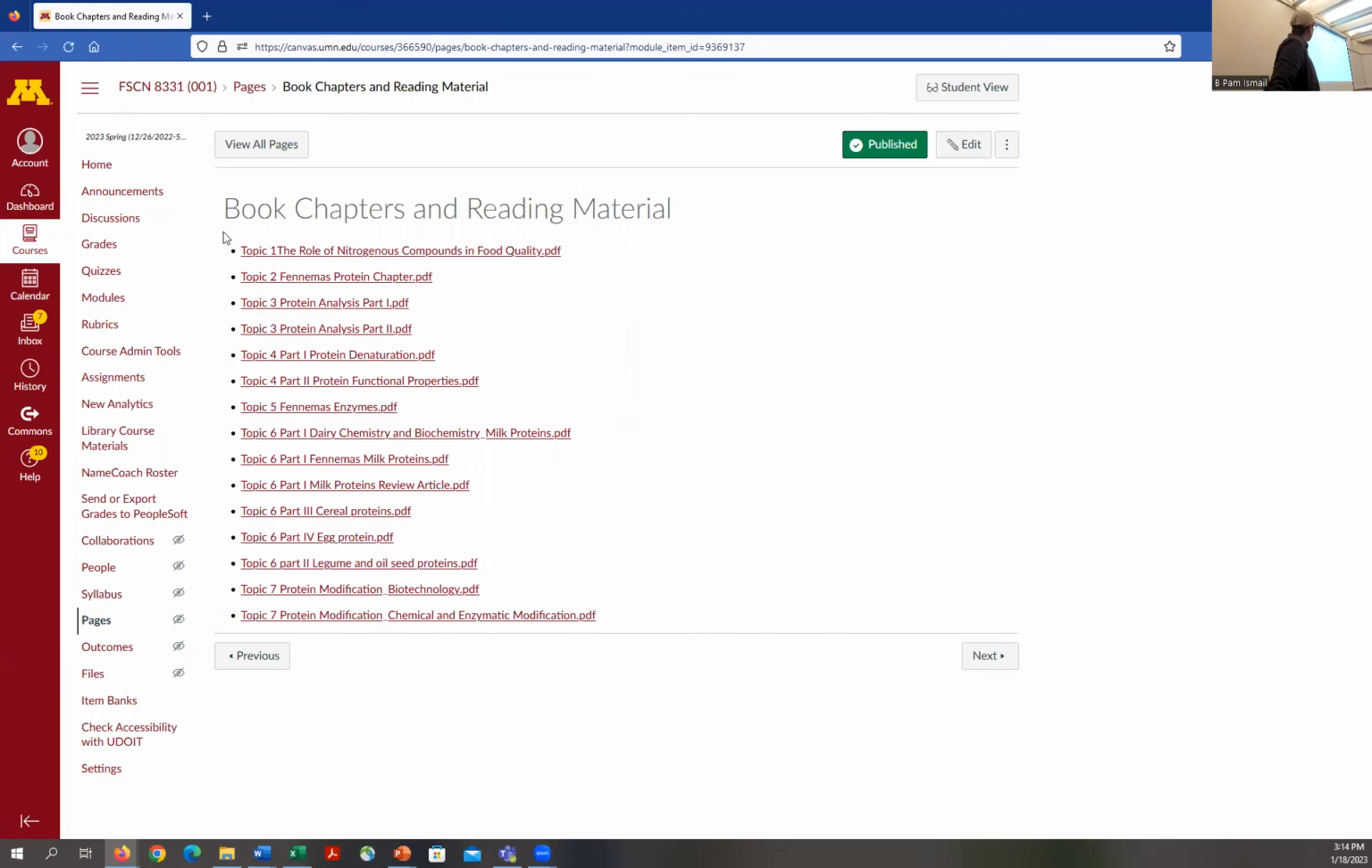So here you'll see that for every topic, I assigned reading material. Usually I cover everything you need to know, but if you want to strengthen a certain knowledge, you go back to those reading materials. I'm not going to ask you random questions from these book chapters if I didn't cover it in class. This is just something to go back to and read more about the topic.